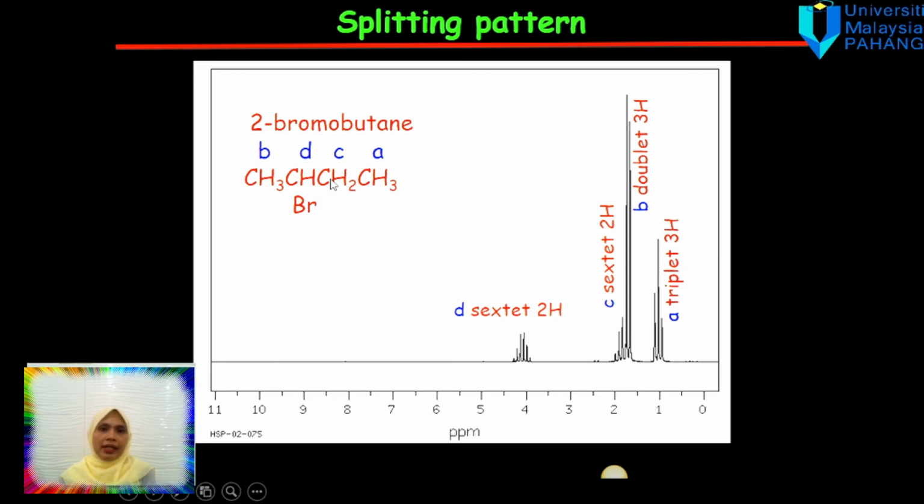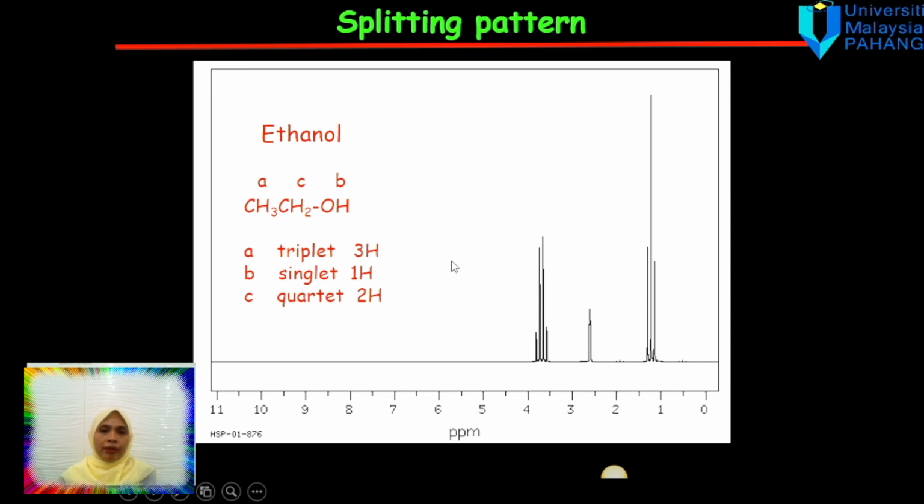And for C, we have to look at both sides, 3 plus 1 is 4. 4 plus 1 becomes 5. So the signal becomes a pentet for C. Correction here, this is a pentet because 3 plus 1 is 4, 4 plus 1 is 5, 5 is pentet. Make the correction here. And for the signal for A, the neighboring protons are only 2, plus 1 becomes a triplet.